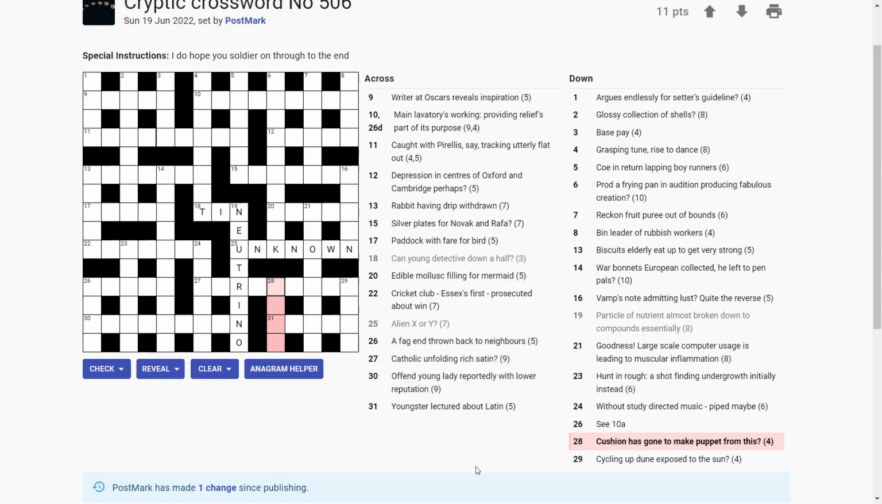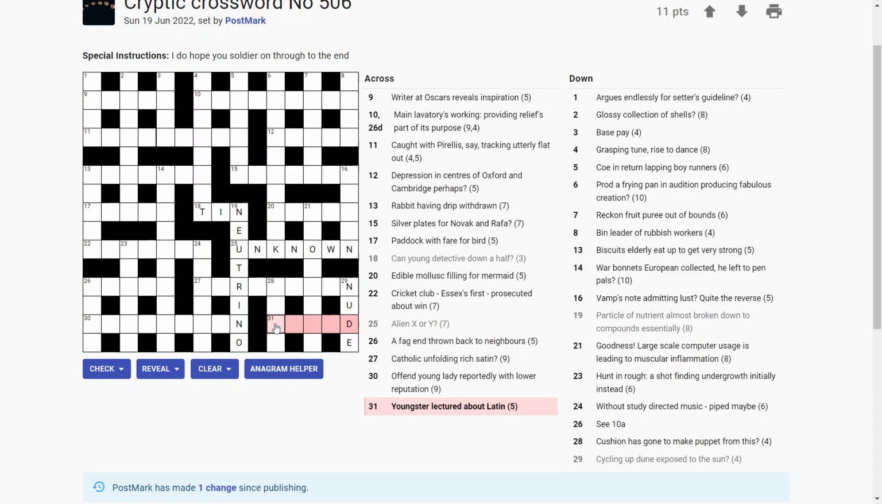Fusion has gone to make puppet from this. Youngster lectured about Latin. So, no. Cycled up June, exposed to the sun. I think it's nude, which is if you cycle the letters but backwards. So the E moves here, and then that backwards gives you nude, which is exposed to the sun, I suppose.